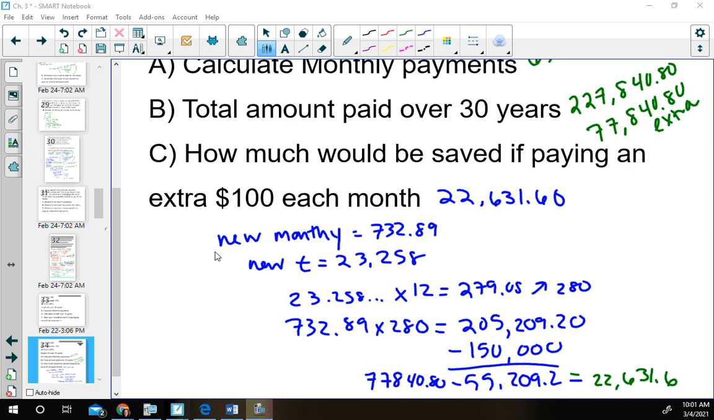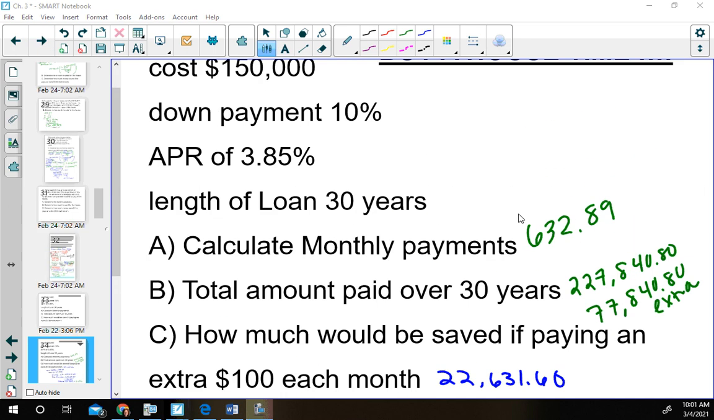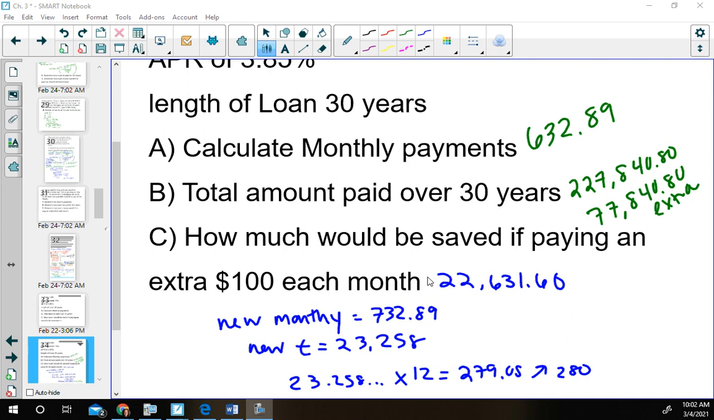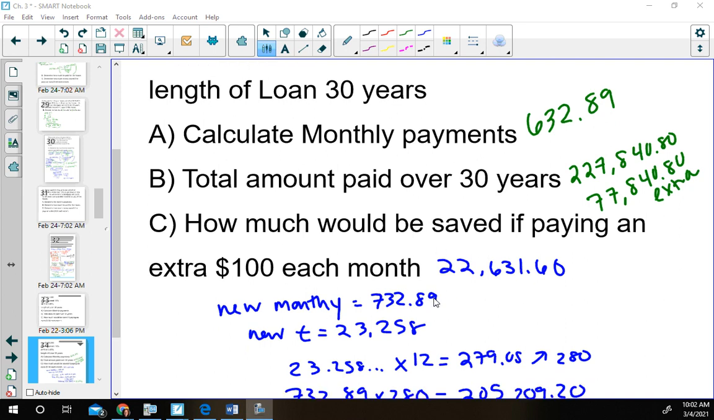Right, so here are your last answers. My monthly payment, I got $632.89. My total amount paid is $227,840.80. So I ended up paying an extra $77,840. How much would be saved if I paid an extra $100 a month? $22,000. So my new monthly payment that I use is $732. When I solve for my new T, I got 23.258. With some more numbers, try not to round.